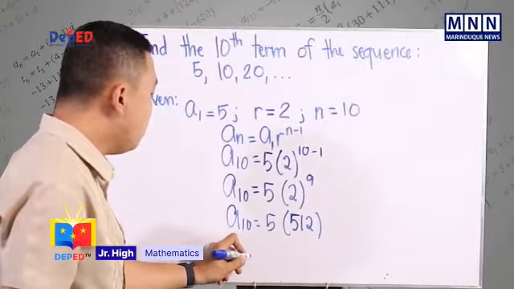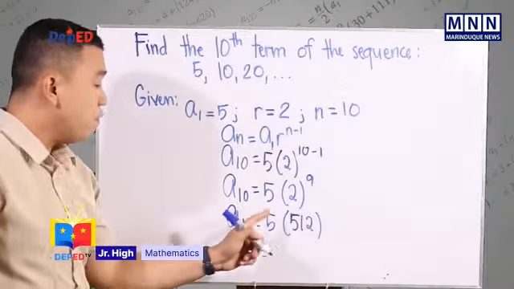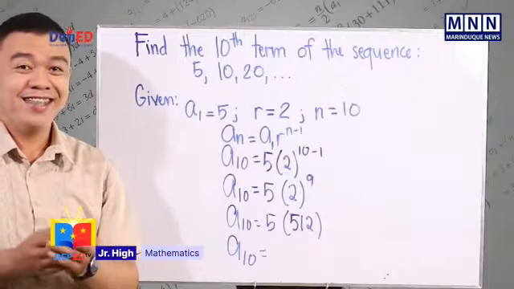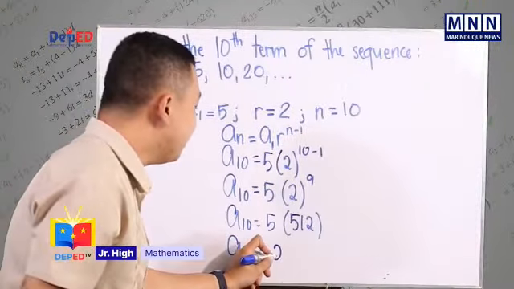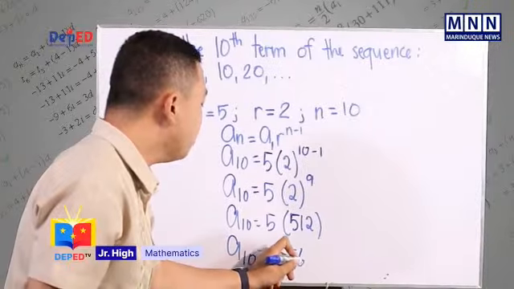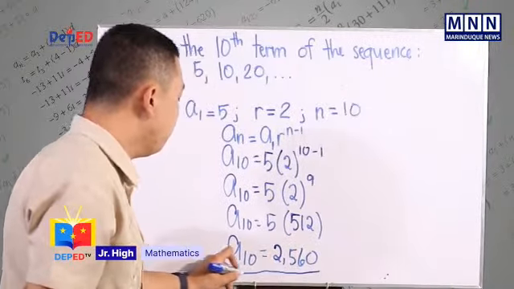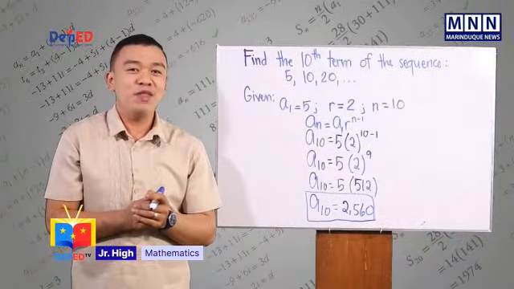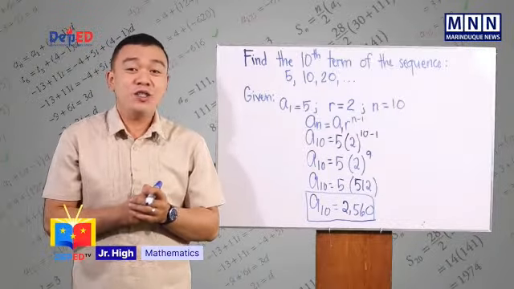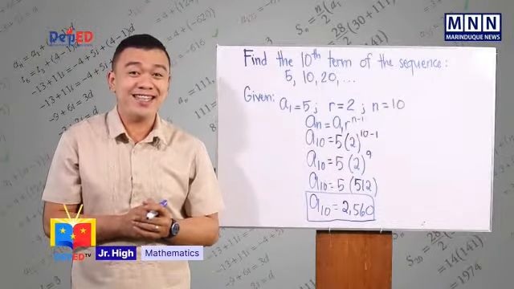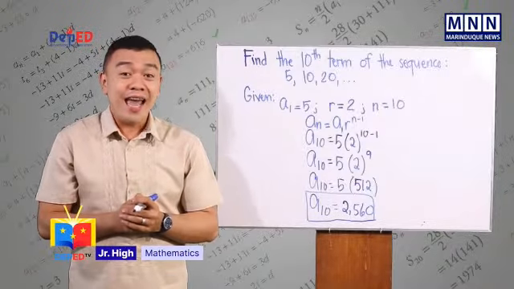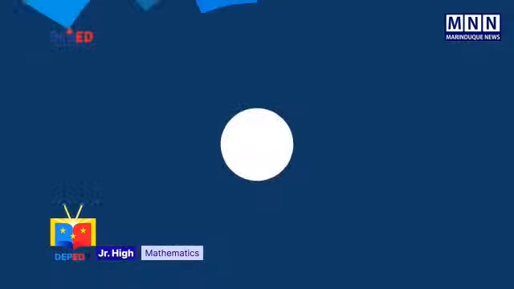A sub 10 now is the product of 5 and 512, which will give us, that's right, 2,560. Thus, the 10th term of the geometric sequence is 2,560. Incredible! Now, let's have another activity.